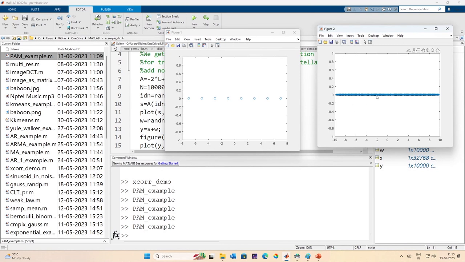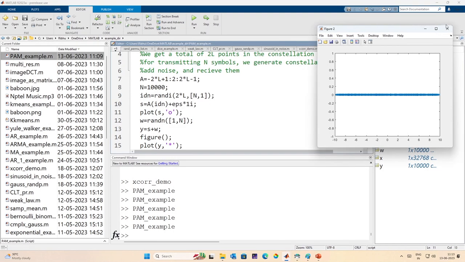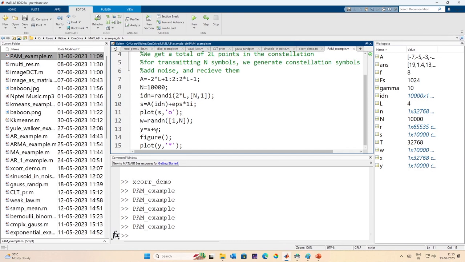This is close to minus 10 to 10, and these are the constellation points and these are the points received at the receiver. You see that it's more of a continuous line, so we are not able to make out what was sent from which transmitter. What we have done here is add a zero mean unit variance noise to the transmitted symbols. But let us try to reduce the variance of this noise. Let me reduce the noise variance to 0.1, and let us see what happens.